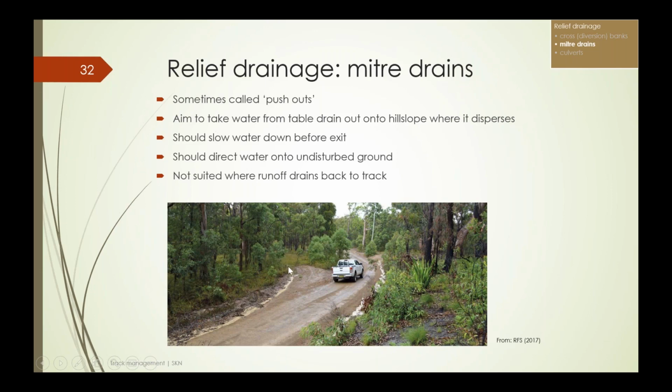It's not a bad idea to try and open out the end of the mitre so that the runoff starts spreading out before it gets to the end of the drain. But perhaps the key thing is where you're directing that water to. The first thing is to make sure that the hill slope isn't such that it will just run back to the road. The runoff needs to be going away from the road. So if this is the issue, if it's going to run back, then we really need another form of relief drainage, possibly a culvert.